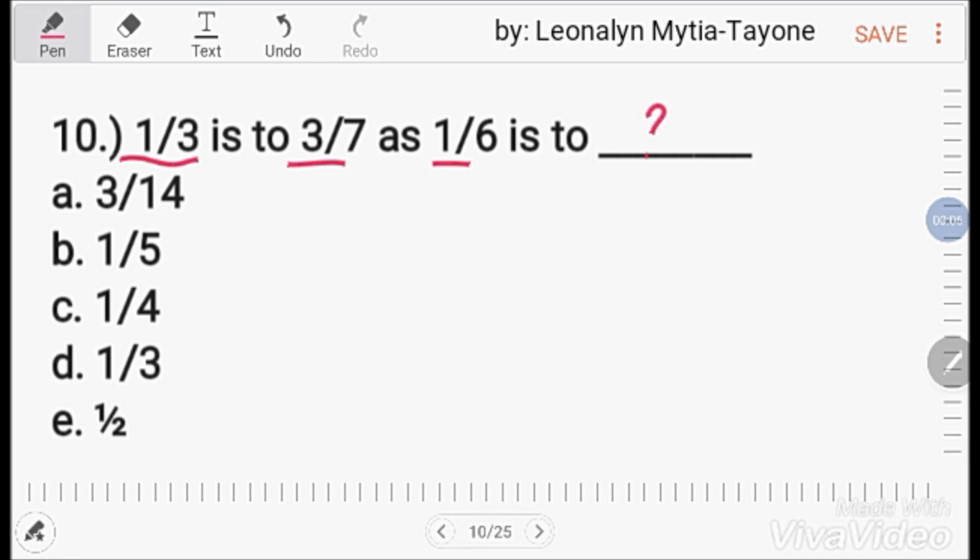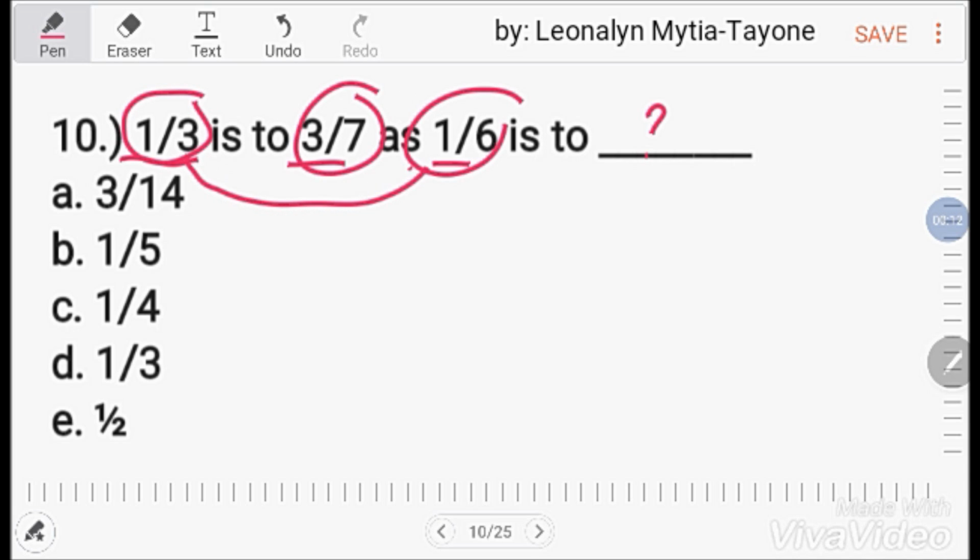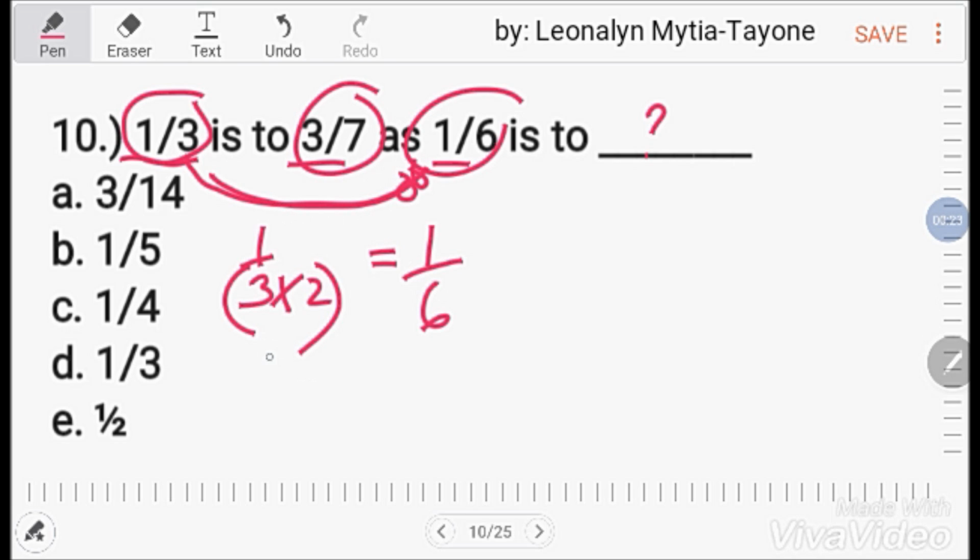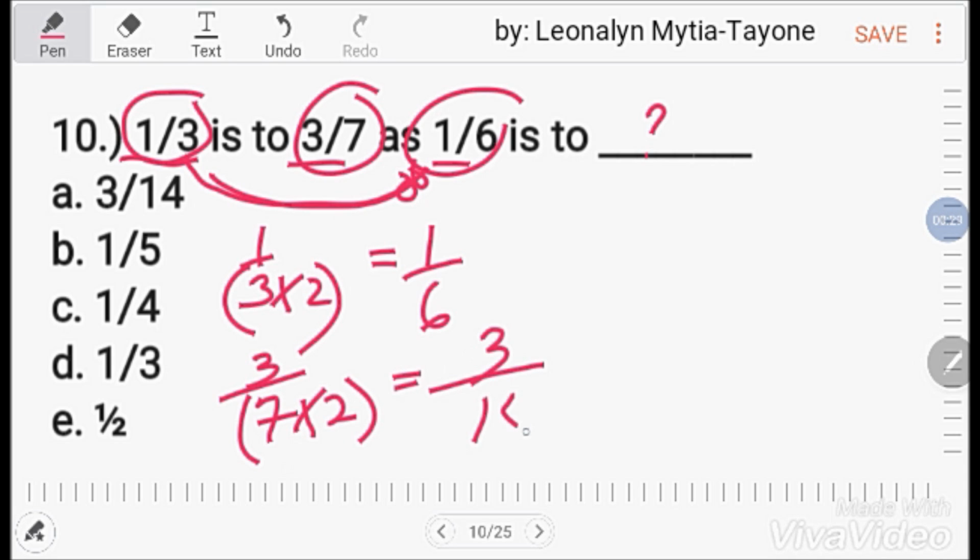1/6 is to what? Tingnan mo yung pagka-relasyon nilang tatlo. Anong meron ito? Ito parang mas klaro ito. So, itong 1/3 na to, yung sa baba lang ang minomultiply ng 2 at naging 1/6. Dito tayo ha. So, kung anong ginawa mo dyan, 3 over 7, i-multiply mo yung denominator ng 2 and that will be 3 over 14. At meron siya sa choices.